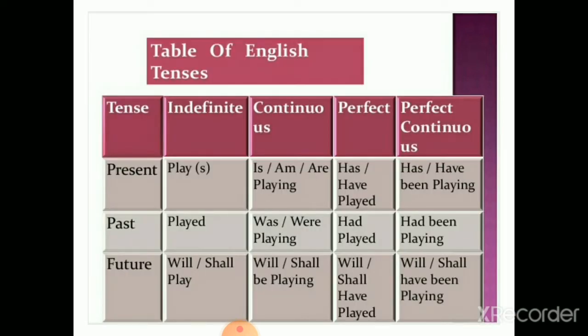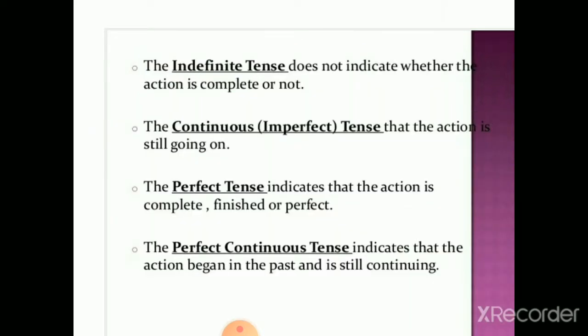And in this slide you can see a table of all these three tenses, and there are four subdivisions, and you can easily observe the helping verbs and the verbs used in these particular subdivisions of these three tenses. And now, first of all, we will learn the meaning of these four subdivisions.